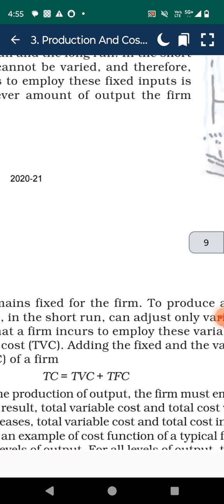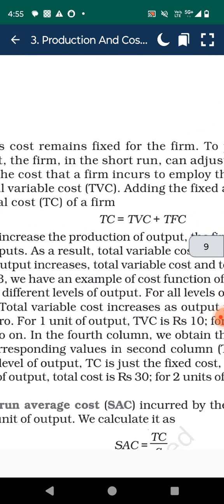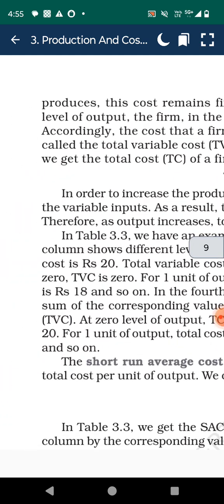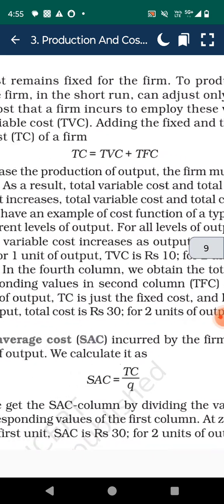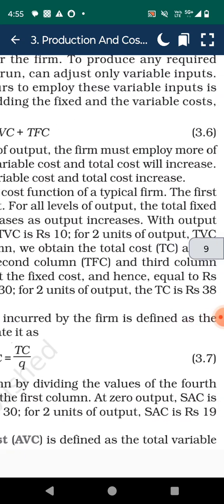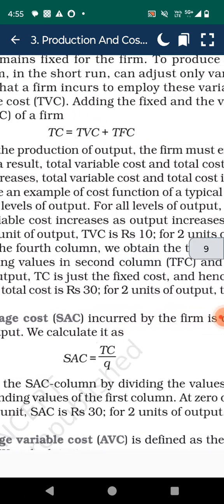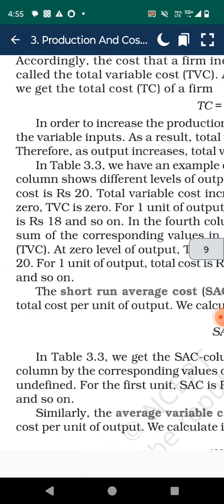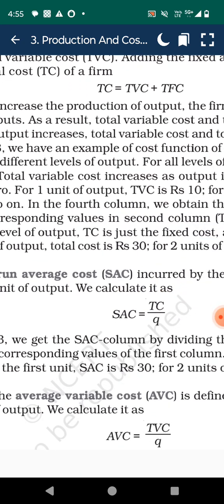Whatever the amount of output the firm produces, this cost remains fixed for the firm. To produce any required level of output, the firm in the short run can adjust only the variable input. The cost that a firm incurs to employ this variable input is called the total variable cost. Adding the fixed cost and the variable cost, we get the total cost of the firm. Total cost equals TVC plus TFC.